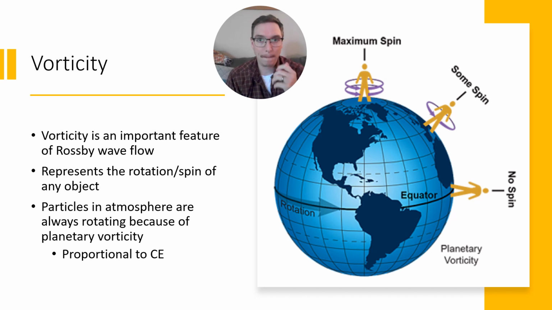But other things have vorticity as well. If you were to hold a pen, for example, and spin it between your fingers, there would be a relative vorticity there. Or if you were to hold it and spin yourself, there would be vorticity there as well. So there's different forms of vorticity. We're not going to focus too heavily on this, but we are in just a little bit here in the next couple of slides.